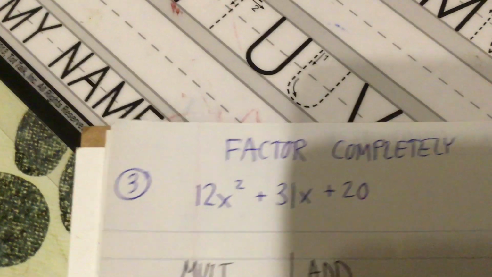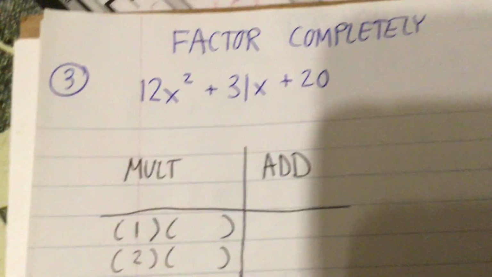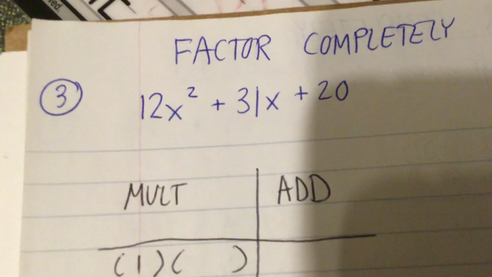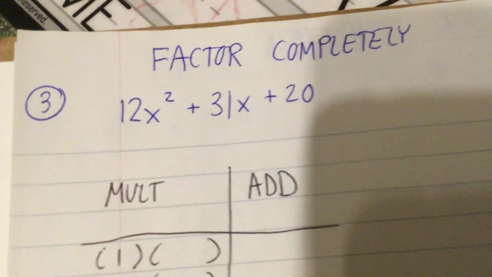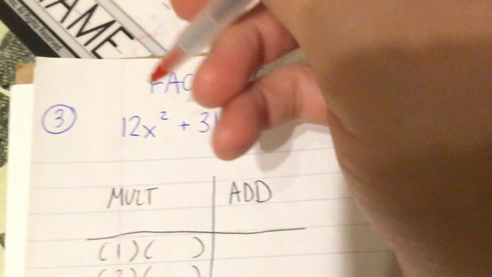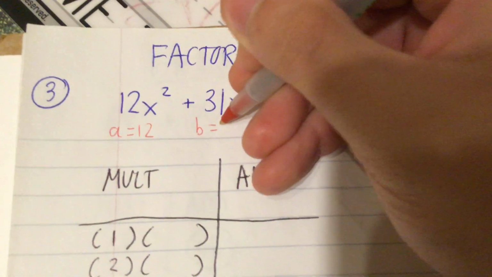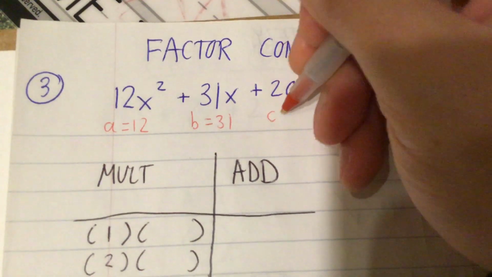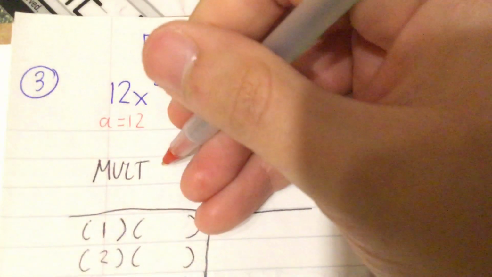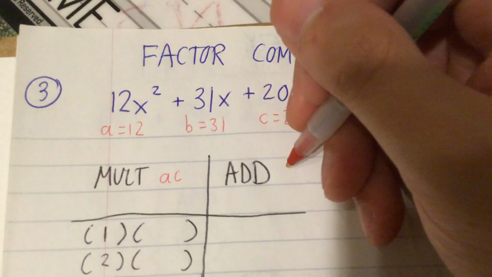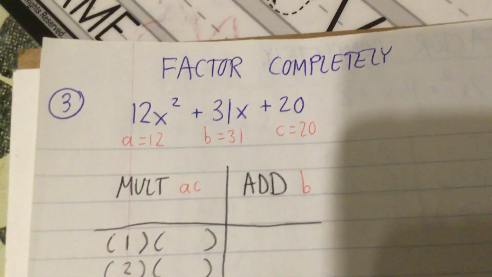Last problem. This is a big one, just to show you that some of these take a little bit of work. Once again, I want to break this down into a multiplication problem where A is 12, B is 31, and C is 20. So I'm looking for the two whole numbers that multiply to A times C and add to B.